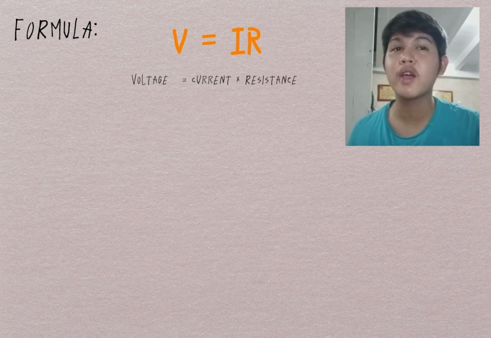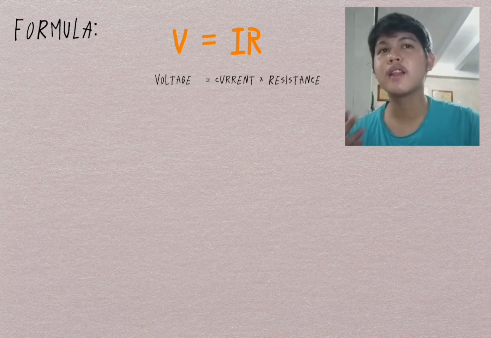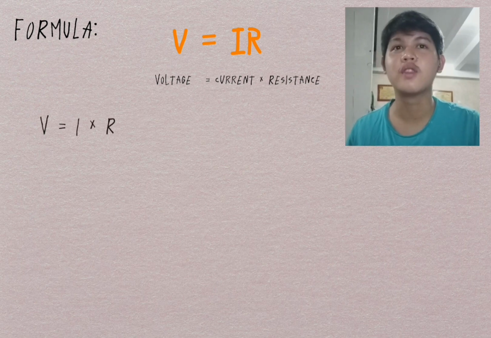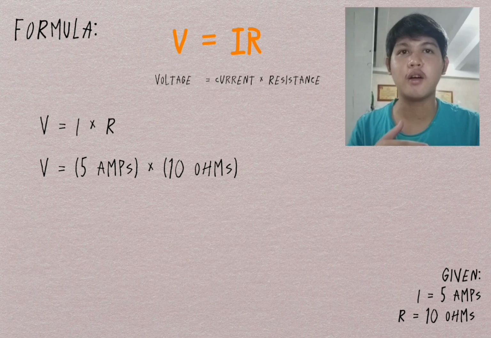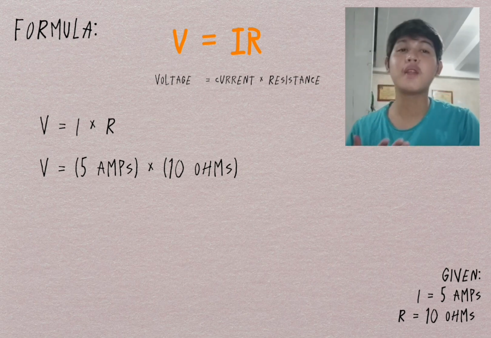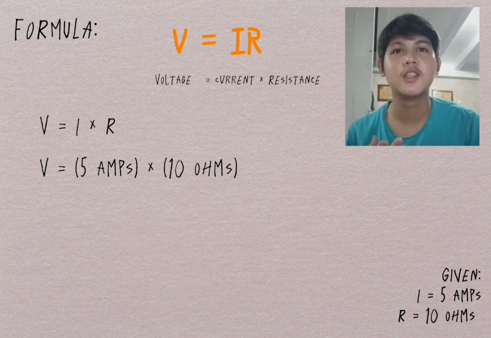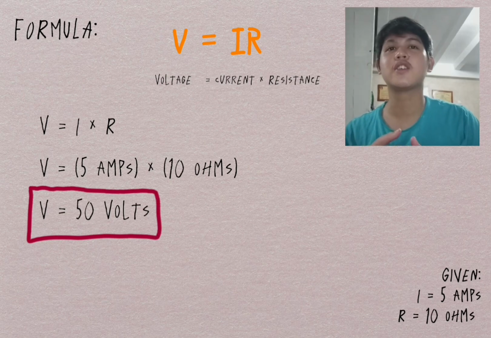So how can we find the voltage? By multiplying the I by the R. The I is 5 amps and the R is 10 ohms. Let's multiply them. 5 times 10 equals 50 volts. So that is the answer.